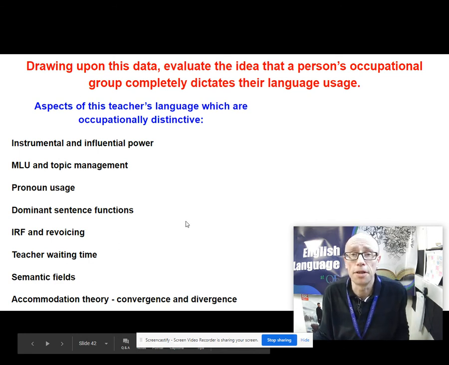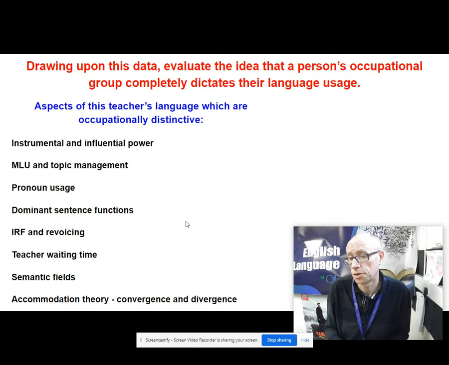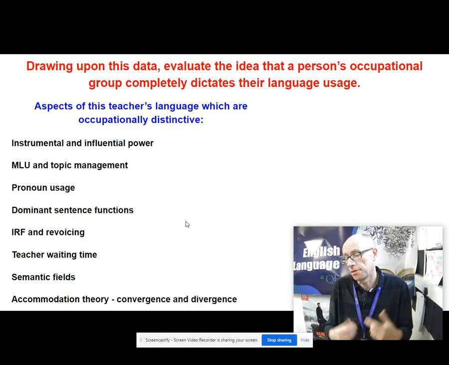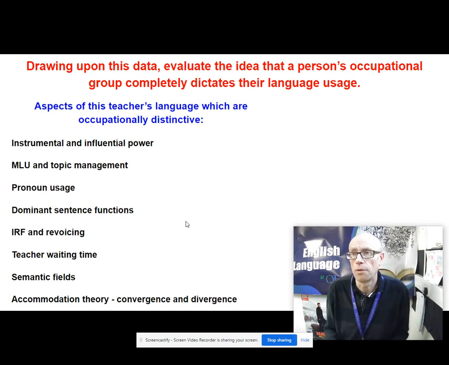You could look at the semantic fields. You could look at the primary semantic fields of what's going on, but also the secondary semantic fields too. And you could look at the level of technical language, i.e. do we have jargon here? What expectations are being made about the student's schematic knowledge?